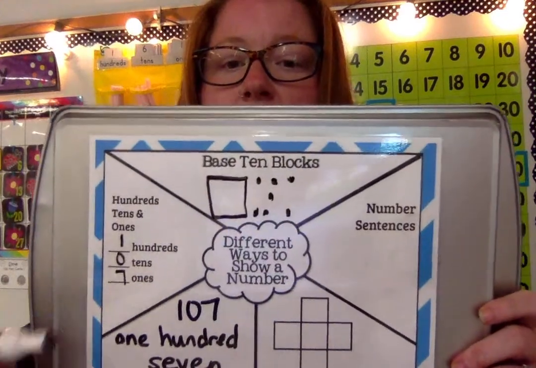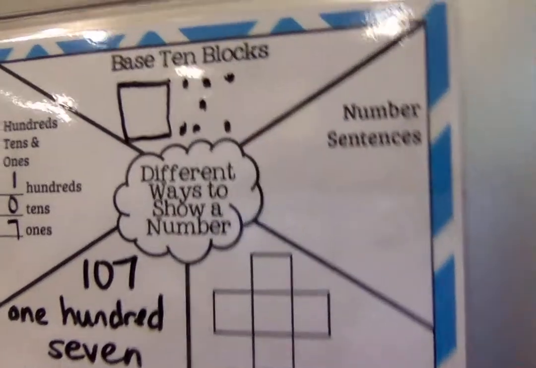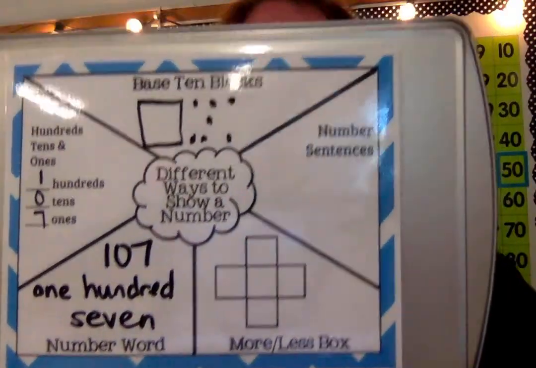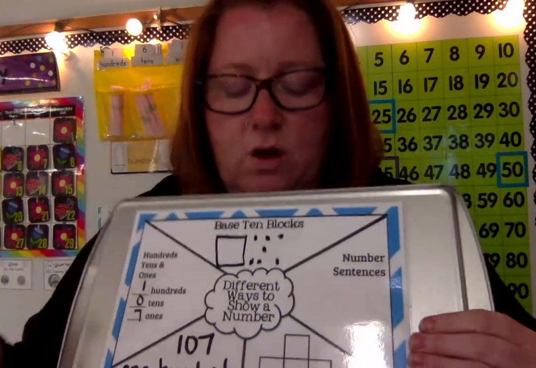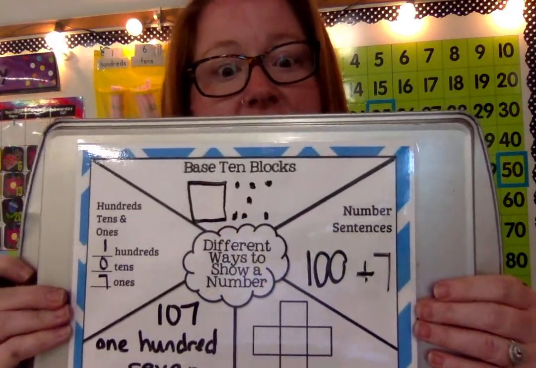So what would that look like with base 10 blocks? How would we show 100? Draw a big square for 100 and then 7 more ones. Since we have 0 tens, we don't need any of our tens. 107. There would be our expanded form, 100 plus 7.